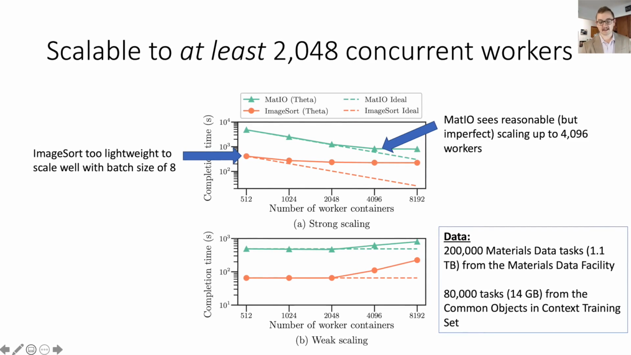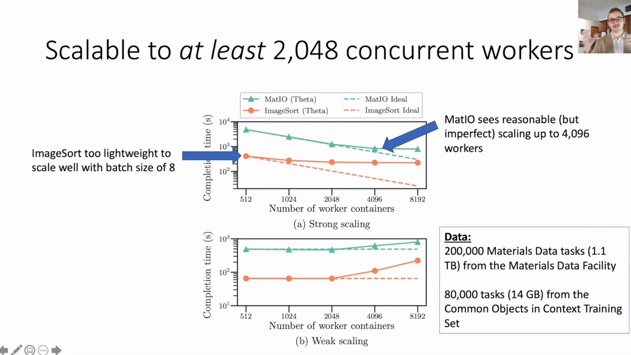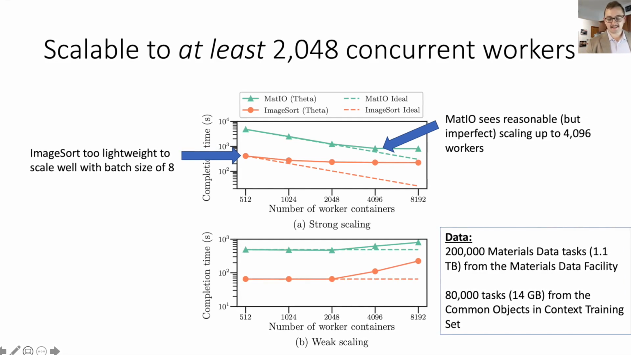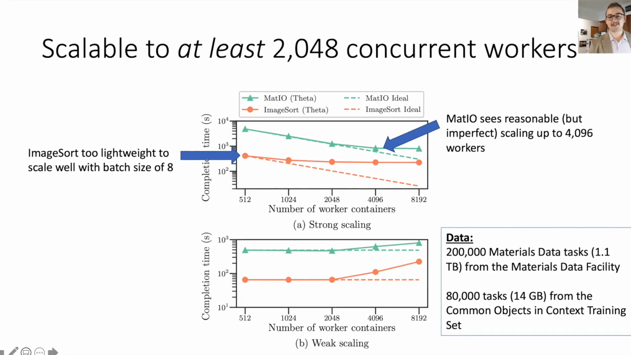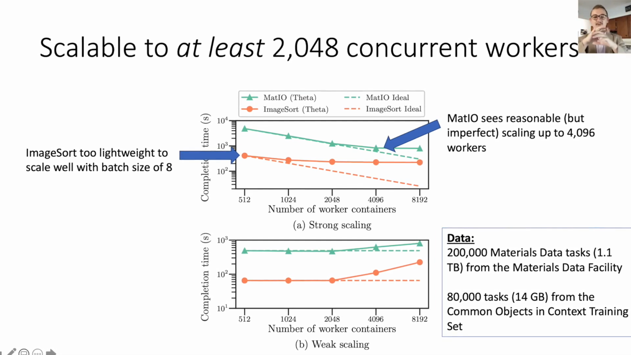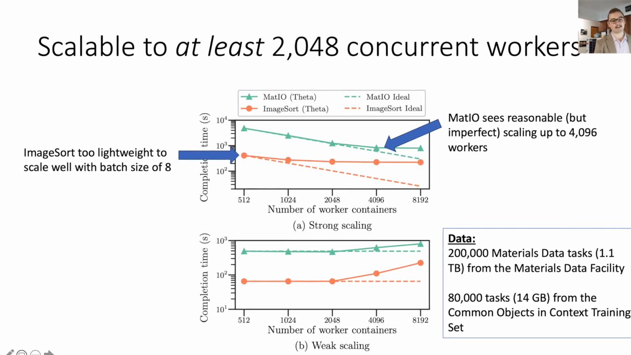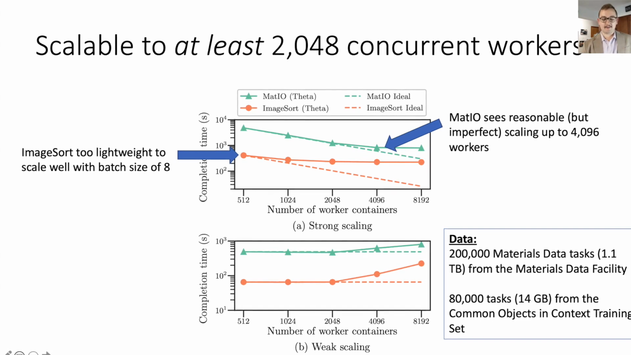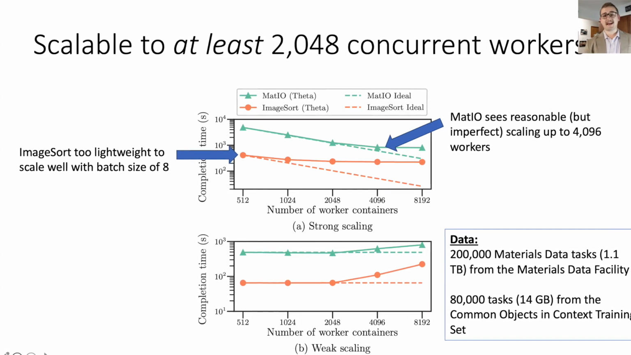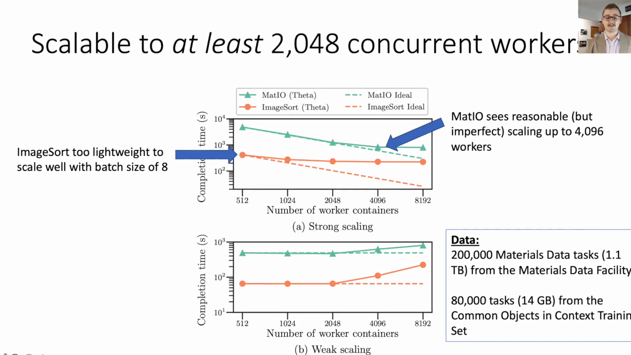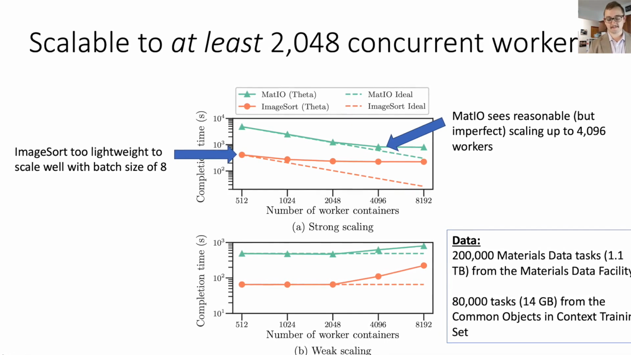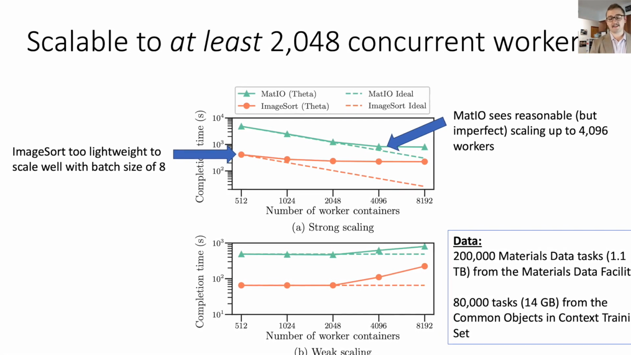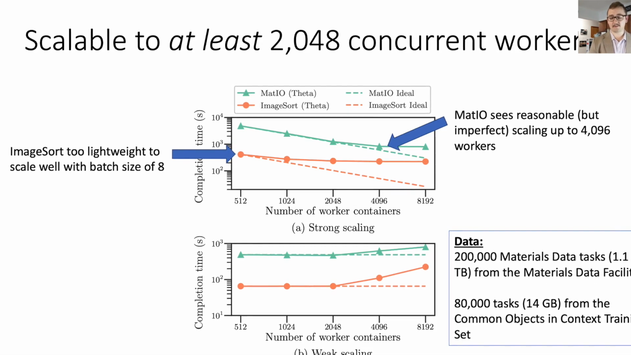And so just to jump straight into the evaluation, we show that Xtract is scalable to at least 2048 concurrent workers. We look at a couple of use cases here. First, we look at image sort, which just takes an image and sorts it into buckets: photograph, scientific diagram, etc. We scaled with a fixed batch size across all jobs of 8, just to show apples to apples comparisons. But image sort is fairly lightweight and it doesn't scale inherently well, right?